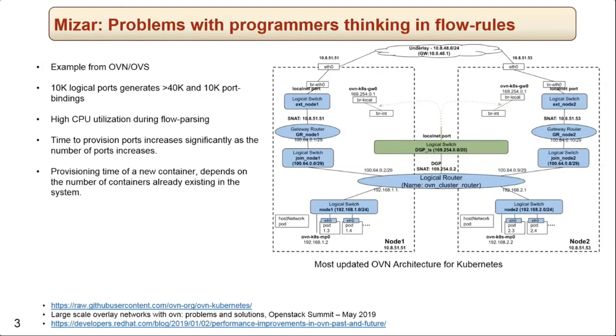So to address these scaling challenges, we built what we call the Mizar network solution, cloud networking, in order to route traffic for virtual networks and be able to provision endpoints in such an environment.